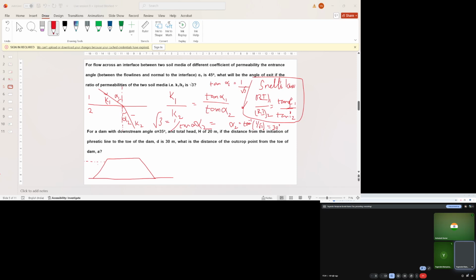A is equal to D is 30 by cos 45 minus root over 30 square by cos square 45 minus H square, which is 20 square, by sin square 45. How much?